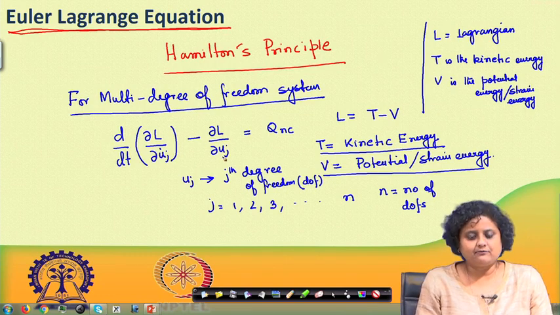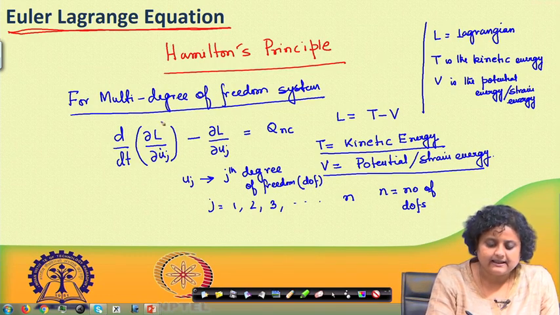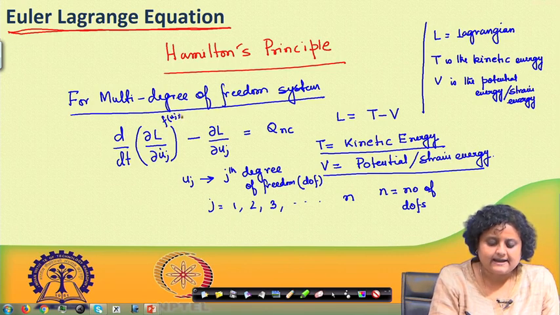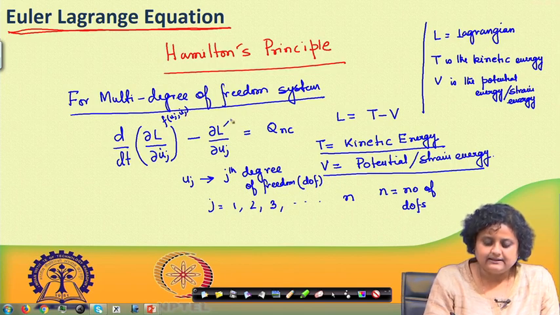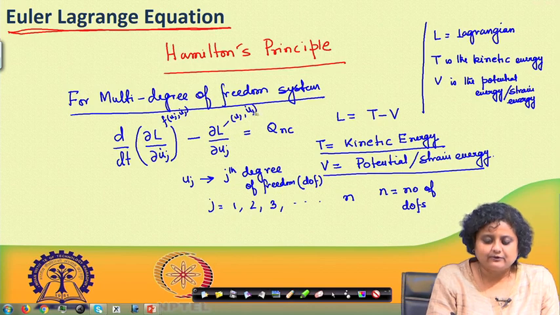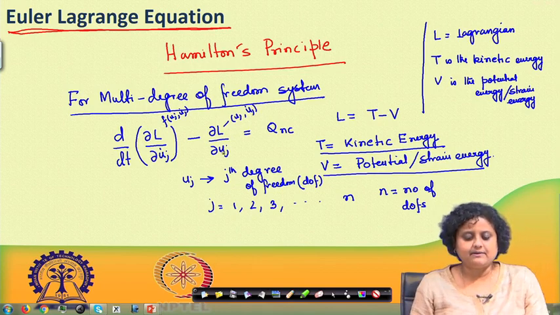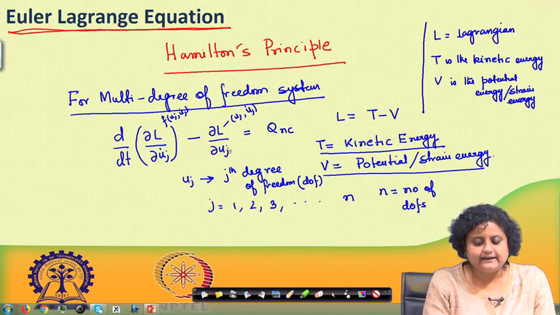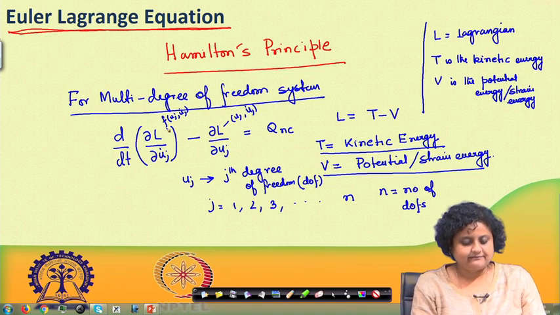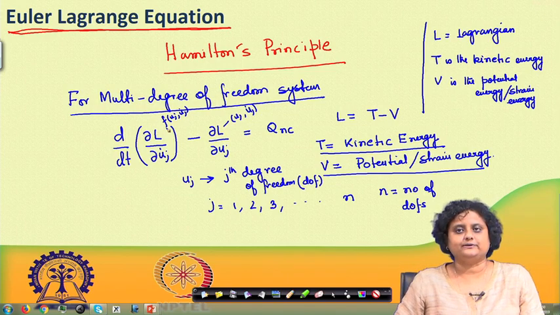I can always perform this derivative because L is always a function of Uj and U dot j. Therefore, I can always take this derivative, and therefore, I can easily derive the left hand side of this equation.